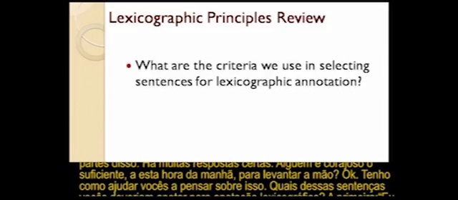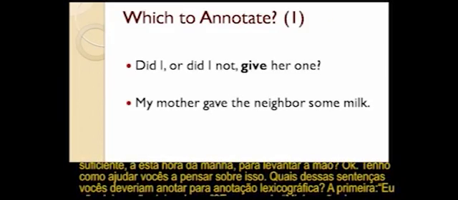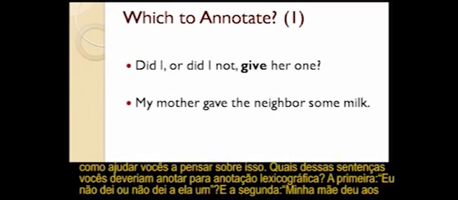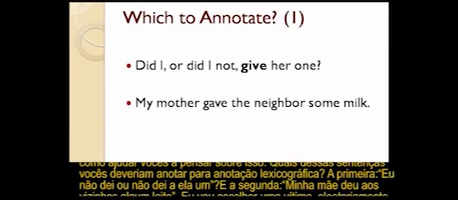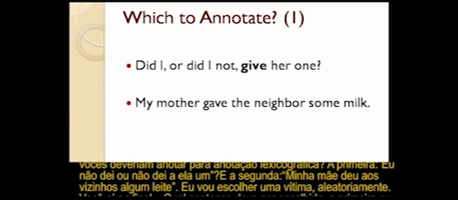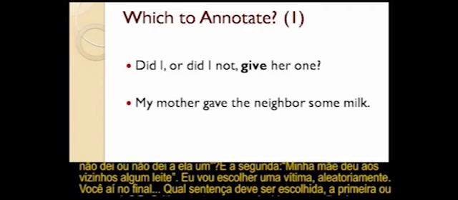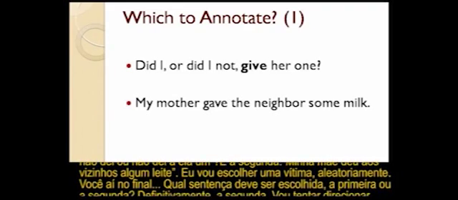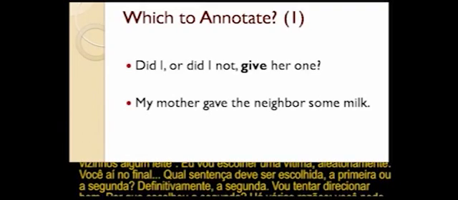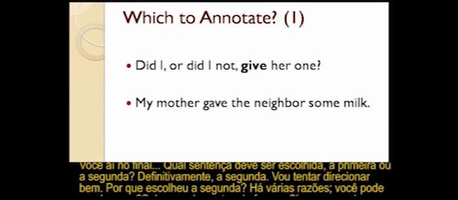Okay, I have something to help you think about it. First of all, which of these sentences should you annotate for lexicographic annotation? The first one is, "Did I or did I not give her one?" The second one is, "My mother gave the neighbor some milk." So I'm going to choose a random victim. How about you in the back? Which sentence, the first one or the second one, should I choose?